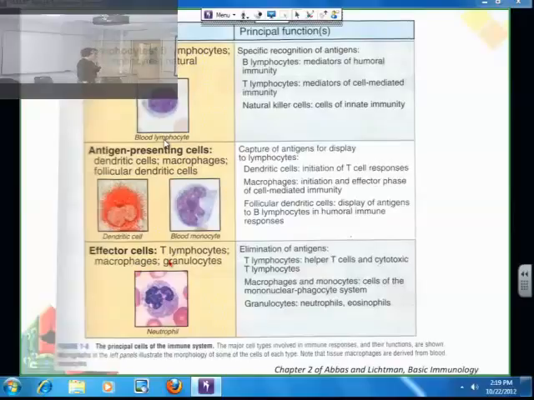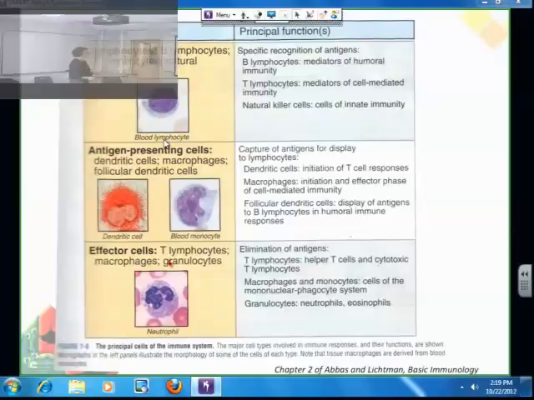Others are antigen-presenting cells, like dendritic cells and macrophages. They have antigens on their surface that they literally present to a T cell or a B cell, and that changes the function of that lymphocyte. They're called antigen-presenting because, based on what they are responding to in the environment, they change their antigens on their surface, and then they go and interact with those cells of the adaptive immune response.